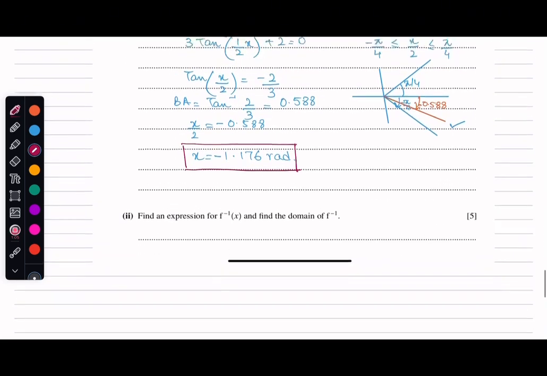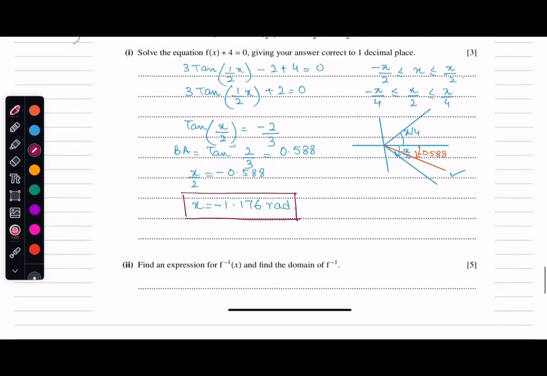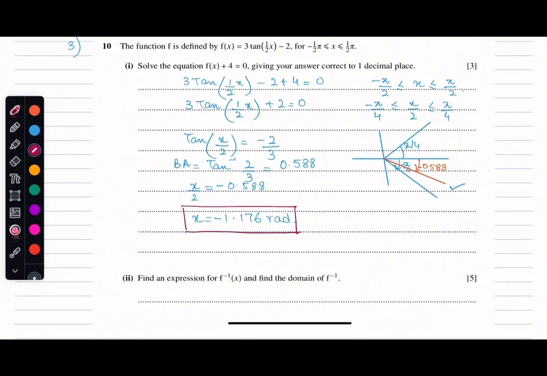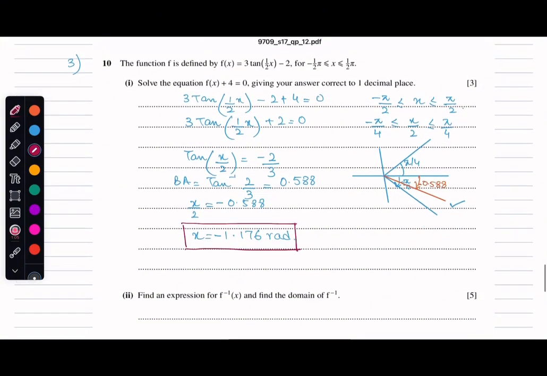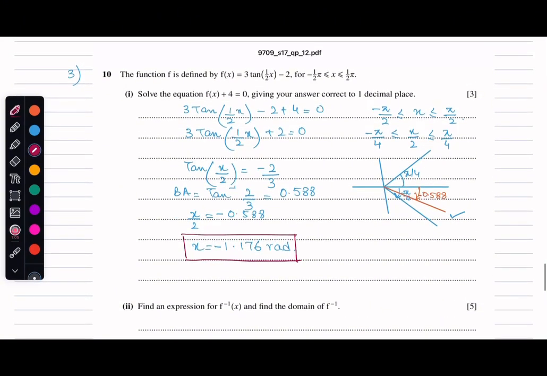Let's move to the next part of the question. Find an expression for f inverse x and then find the domain of f inverse also. To find the domain of f inverse, we know that the domain and range need to get flipped. So let's start working on this as well.